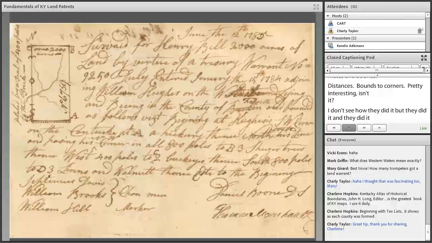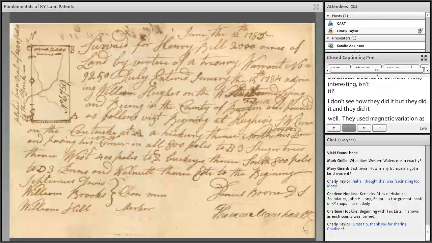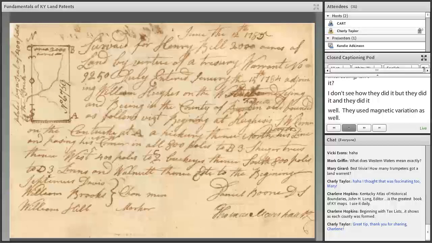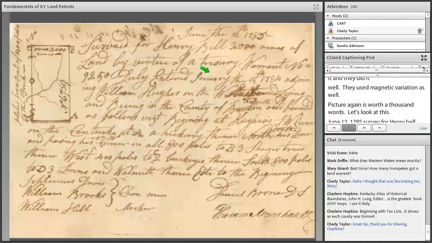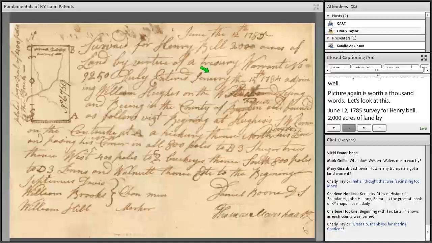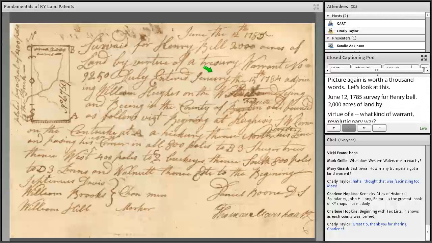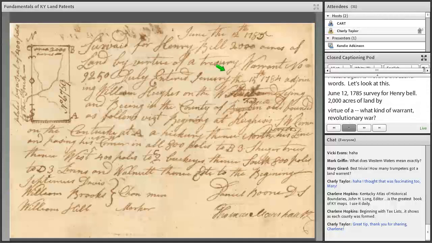A picture again is worth a thousand words. Let's look at this. June the 12th, 1785, surveyed for Henry Bell, 2,000 acres of land by virtue of a, what kind of a warrant? Is this Revolutionary War? It's Treasury. Treasury warrant. It's a bought warrant, ladies and gentlemen.